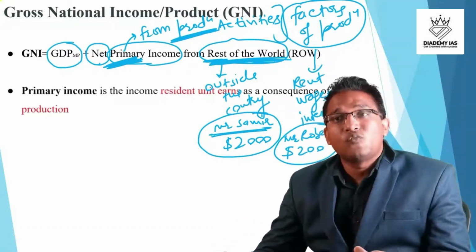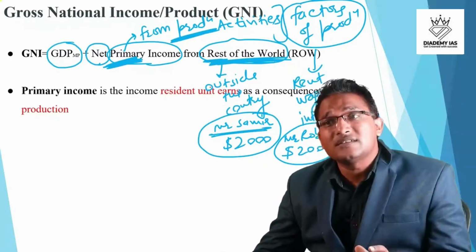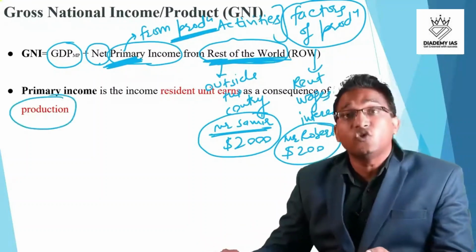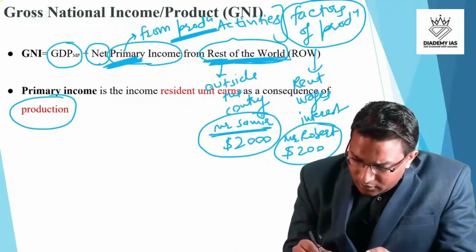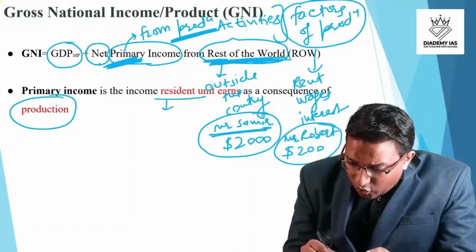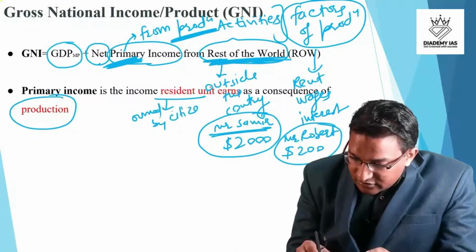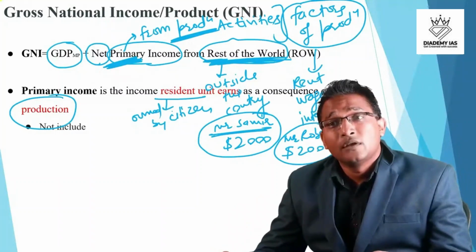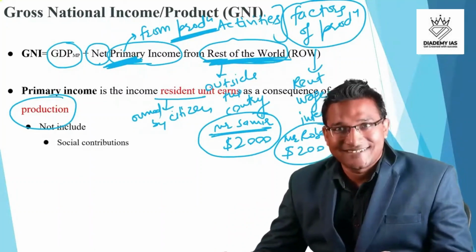Now we will see. Primary income is the income resident units earn as a consequence of production. This is very, very crucial. As a consequence of production. And who earns them? The resident units which are owned by citizens. This is one more clarification that I can give you. It does not include what? It does not include social contributions.